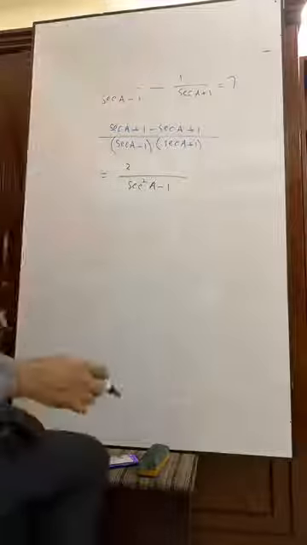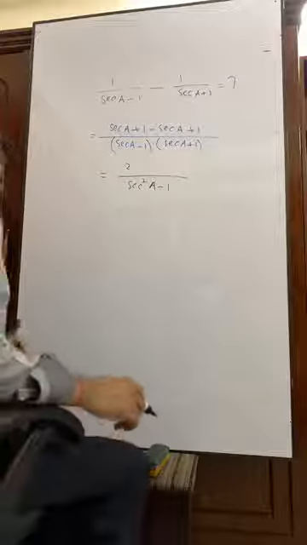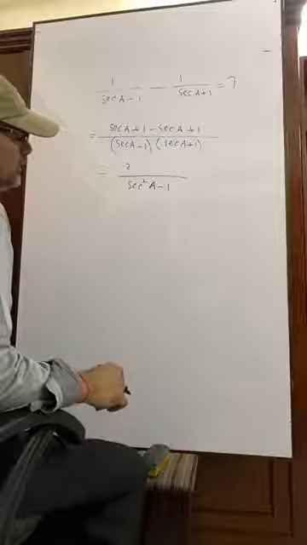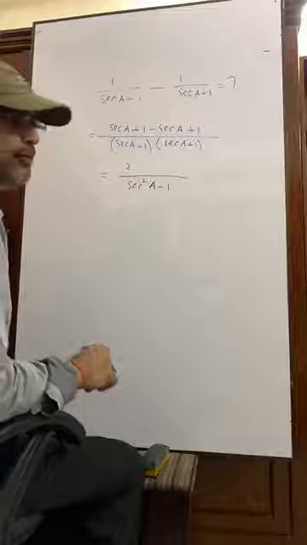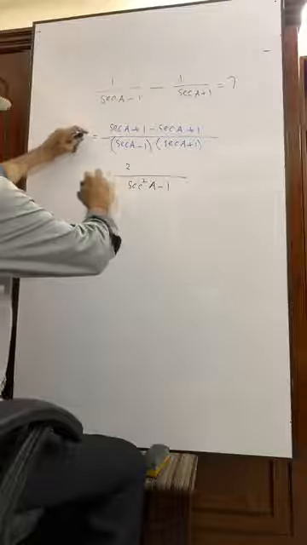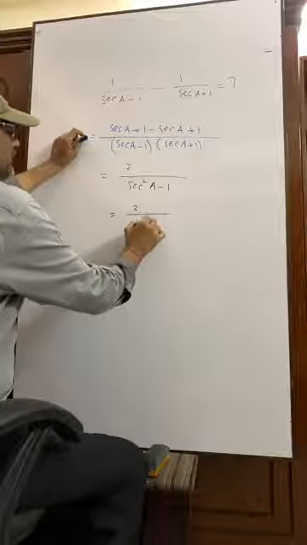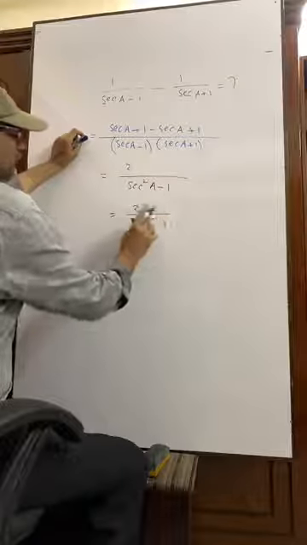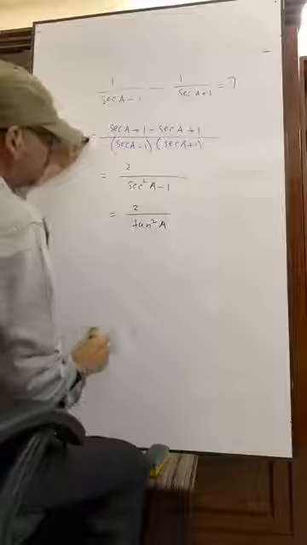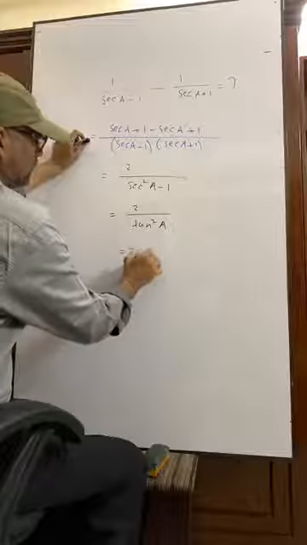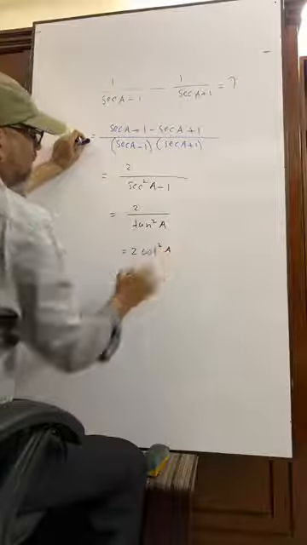Now what is the value of sec square A minus 1? We know it is tan square A. So we can write here 2 by tan square A. 1 by tan square A means cot square A. So 2 by tan square A means 2 cot square A.